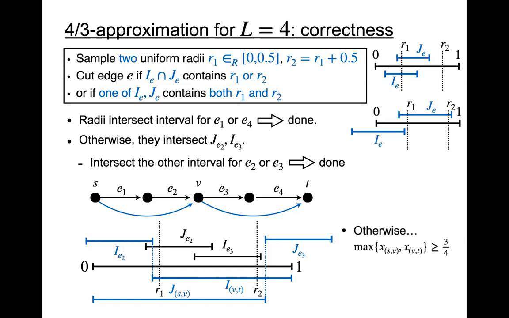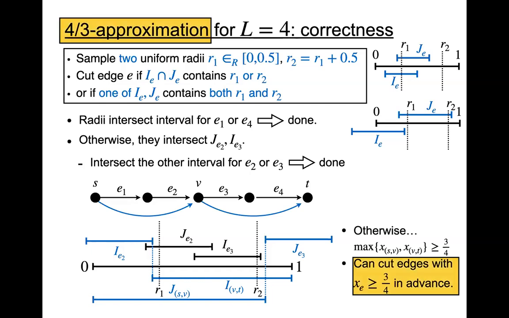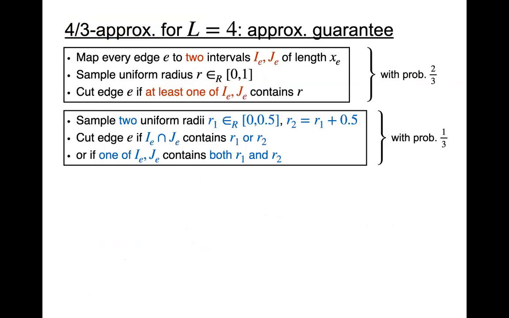Now, I never said that that can't happen, right? There's no reason why the LP might not want to assign such a large value to some of its variables. But this is a case that we can avoid because we can start with a pre-processing step that cuts all these edges in advance. And then we don't have to worry about this case, and then the algorithm is correct. And the reason is that we're shooting for a 4/3 approximation, so it's always okay to just cut all edges with LP value at least 3/4 before we do anything else. Okay, so that's correctness. Let me talk briefly about the approximation guarantee.